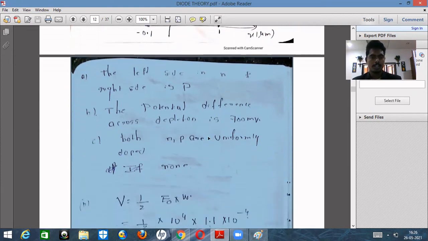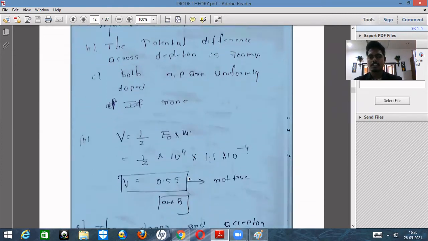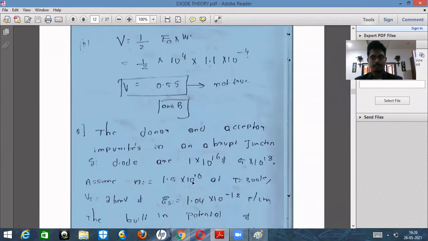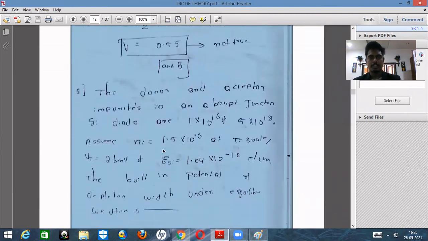Okay, next, none. So automatically option B is the wrong answer, and you can see it on the screen, right? So next problem, you can see it. The donor and the acceptor impurities of an abrupt PN junction diode are given. So you can see over here.